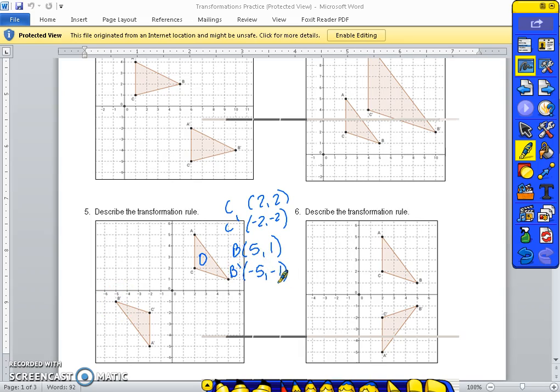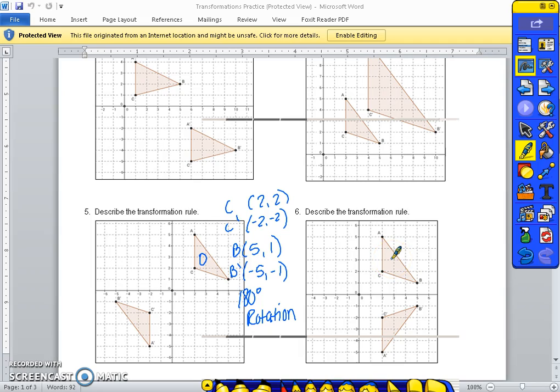My numbers have not flipped, so this is not a 90-degree rotation. But both coordinates, the x and the y, took the opposite sign, and when both of them take the opposite sign, that's a 180 degrees rotation. And remember, with 180 degrees, it doesn't matter if it's clockwise or counterclockwise, it's going to put you in the same location, so you can leave it at 180 degrees rotation. Number 6.